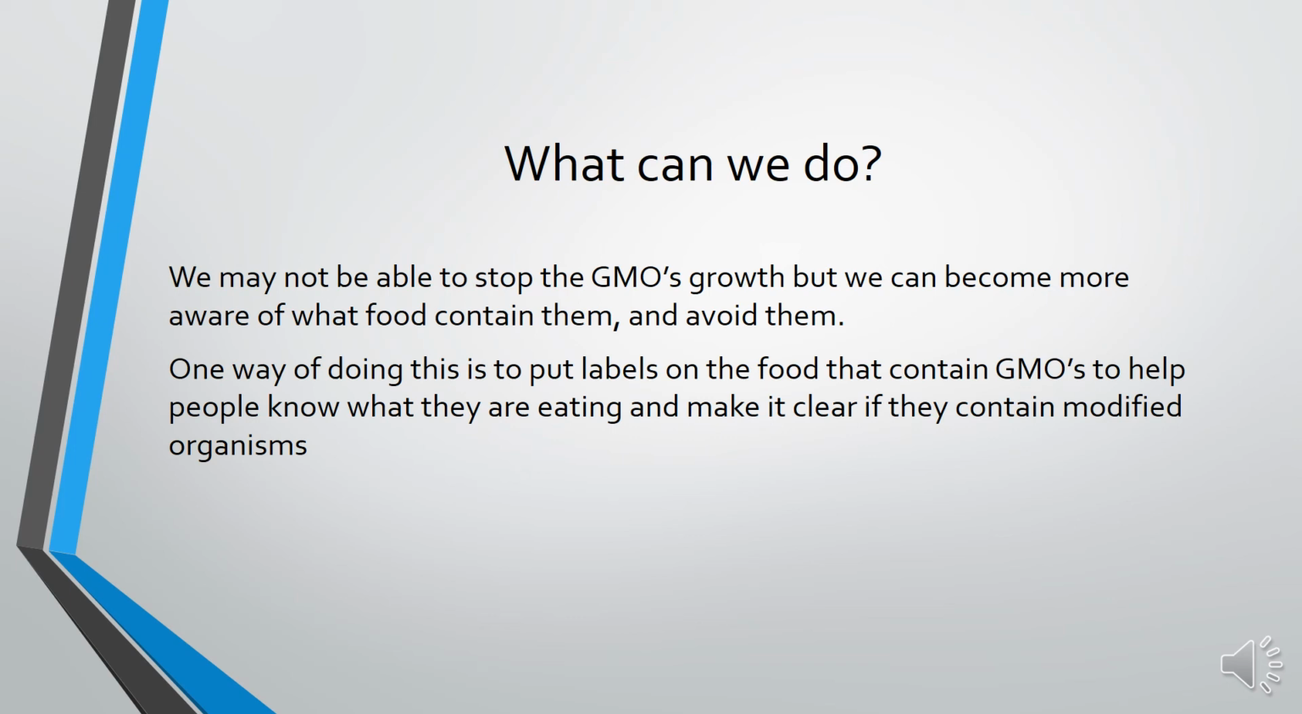We may not be able to stop the GMOs' growth, but we can become more aware of foods that contain them and avoid them. One way of doing this is to put labels on foods that contain GMOs to help people know what they are eating and make it clear if they contain modified organisms.